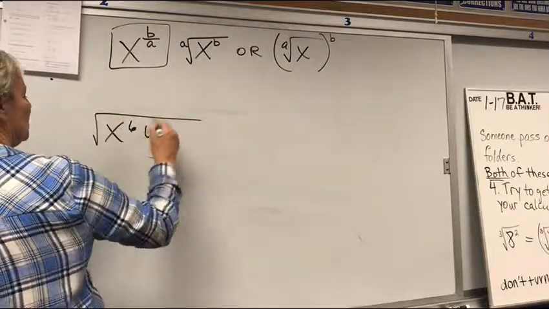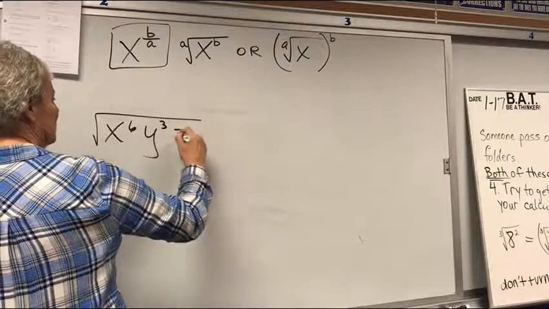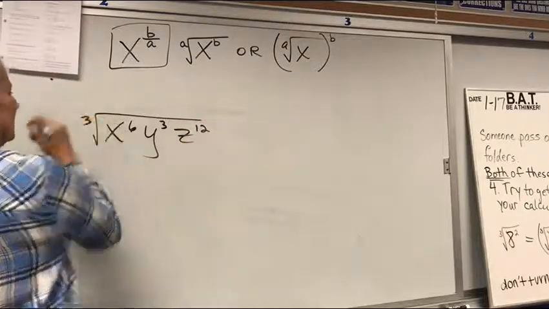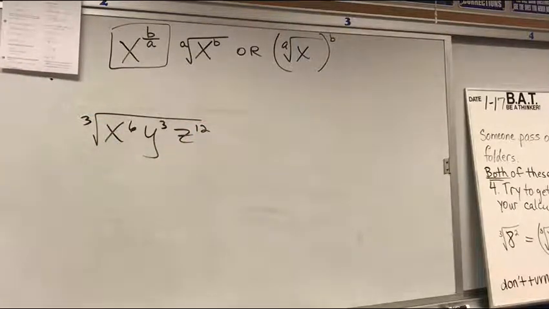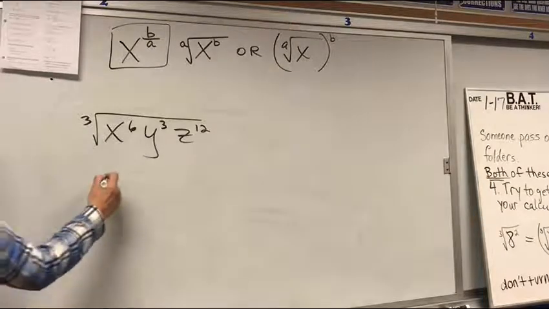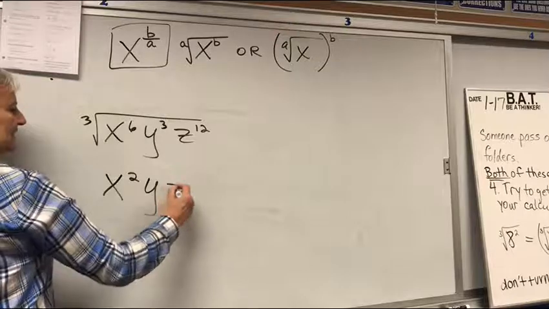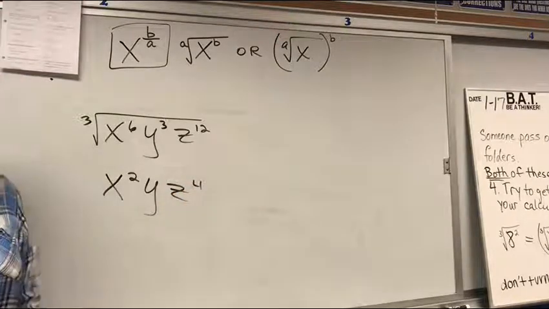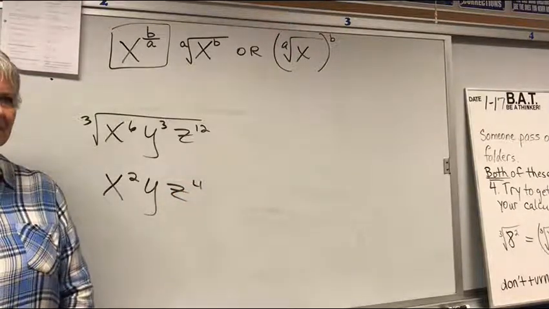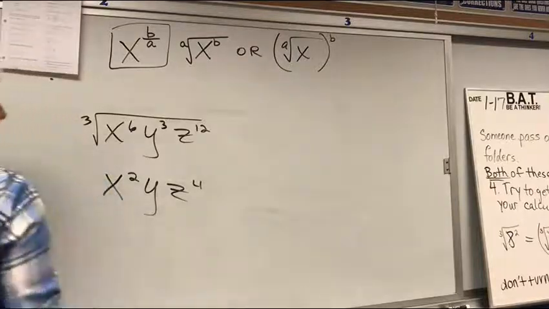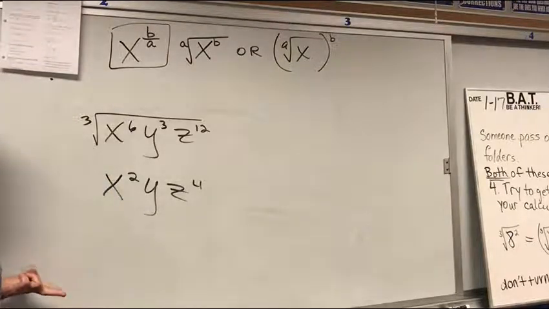So then what happens to this? X to the 6th, y to the 3rd, z to the 12th, all to the 3rd. Who can do it? Jada. X to the 2nd, y, and then z to the 4th. That's it. Simple. There's no way to show work on that, right?